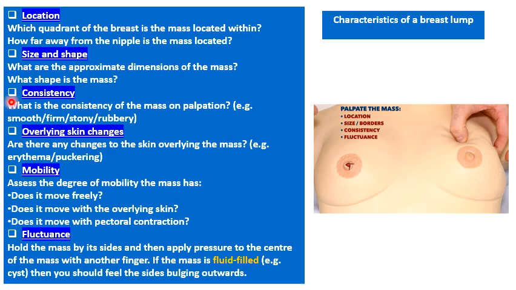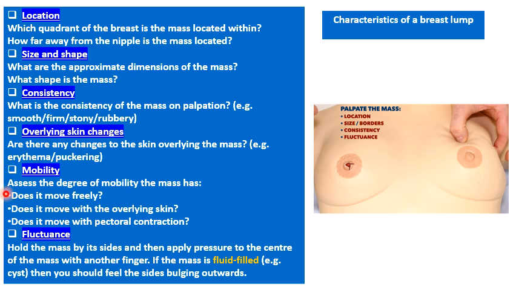because consistency can be divided into smooth or soft, firm, stony hard, and rubbery. You can categorize into any of these categories. Basically, it is soft, firm, and hard. When it's stony hard, it suggests it is most likely a malignant lesion. Most malignant lesions are very hard in consistency. The overlying skin changes are important, which must be taken into consideration. Are there any changes in the skin overlying the mass, for example erythema and puckering?